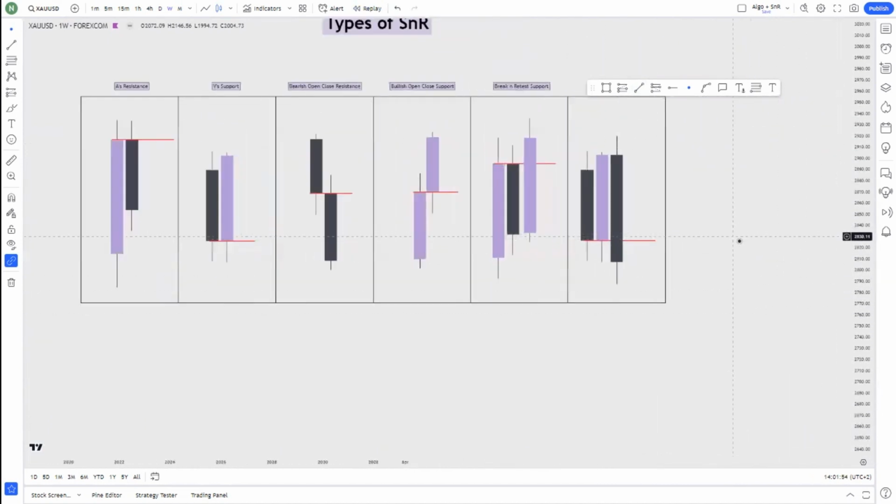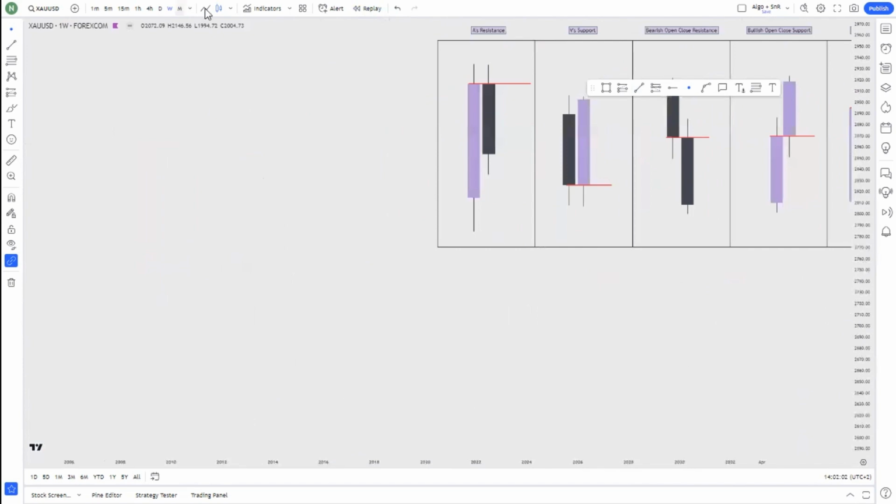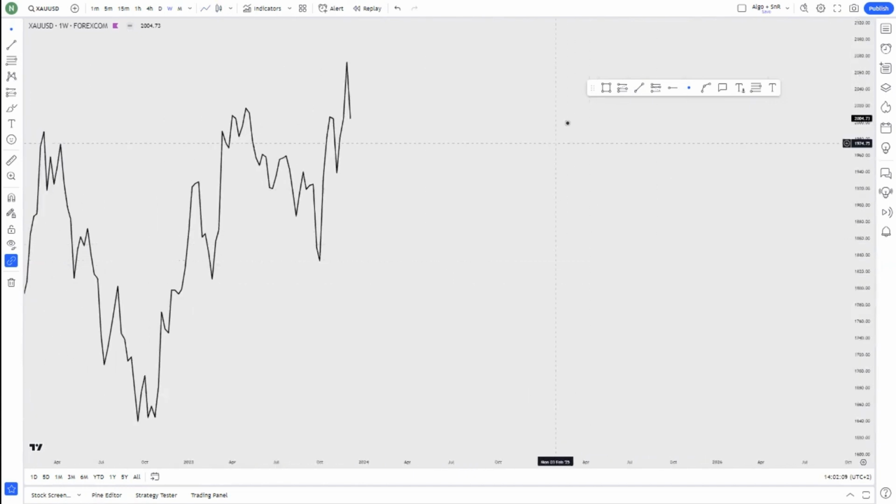Now you'd ask yourself, why do they call it the A resistance? Why do they call it the V support? When you go to the line chart, let's just start with the line chart. Just looking at the line chart, what do you see? The A is a little bit self-explanatory, because if it's an A, it's going to be like this, which means it's a resistance in the line chart. Then if it's a V, then this is going to become a support. So you only need two candlestick formations. You don't even need basic SNR. You only need two candlesticks to present a support or a resistance. That's what we talked about previously.